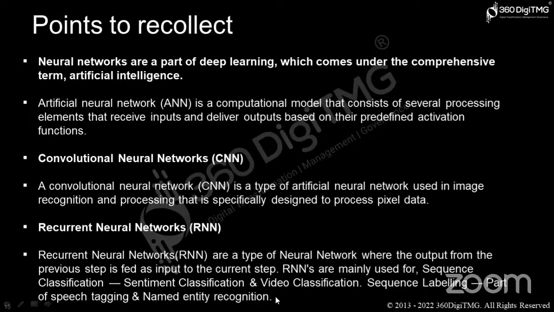A recurrent neural network is a type of neural network where the output from the previous step is fed as input to the current step. RNNs are mainly used for sequence classification, sentiment classification, and video classification. Sequence labeling, such as part-of-speech tagging and named entity recognition, are also part of recurrent neural networks.